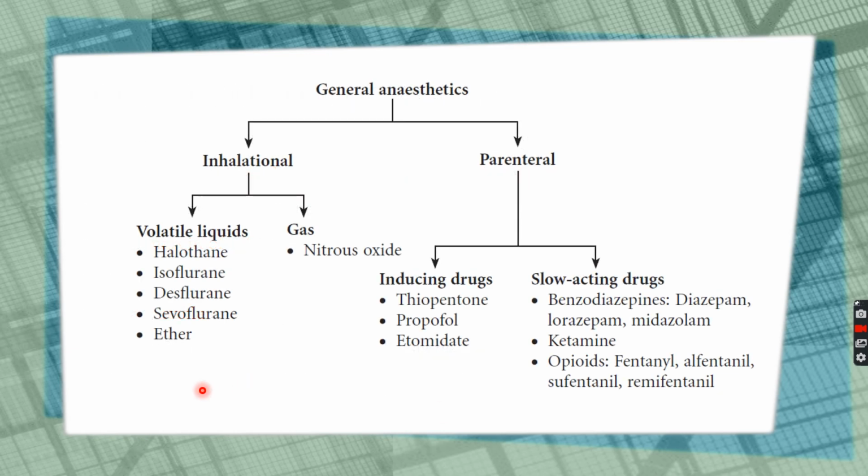Now let's look at the classification of general anesthetics. They are broadly classified into inhalational agents and parenteral agents. The inhalational agents are further classified into volatile liquids and gas. Amongst gas, we have nitrous oxide, and the volatile liquids include halothane, isoflurane, desflurane, sevoflurane and ether. Please remember, ether is not used anymore because it is highly inflammable. Therefore, the use of ether has declined substantially.